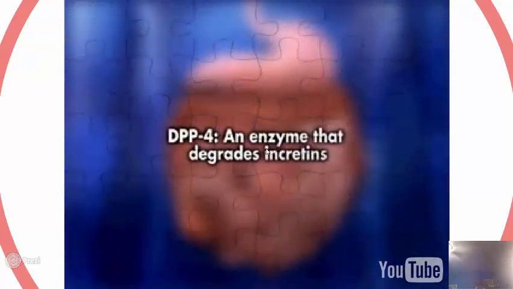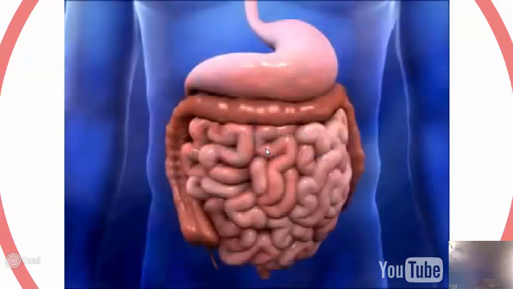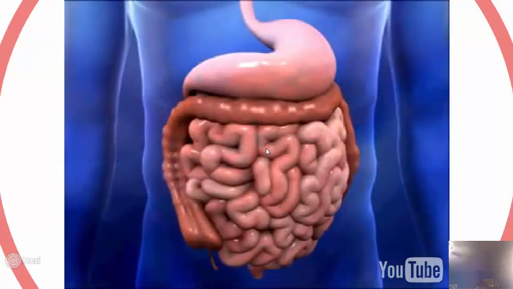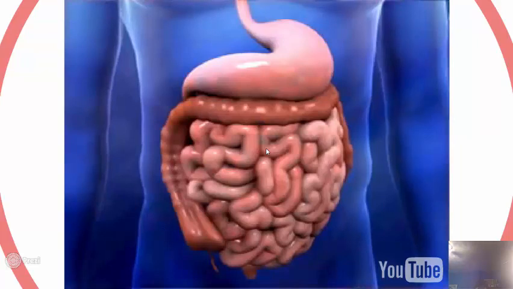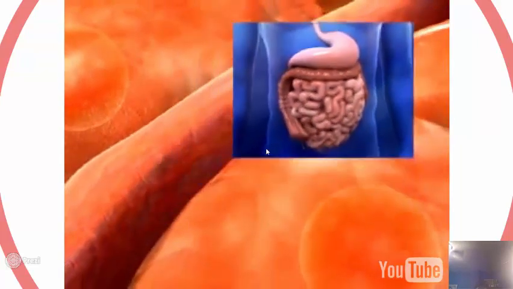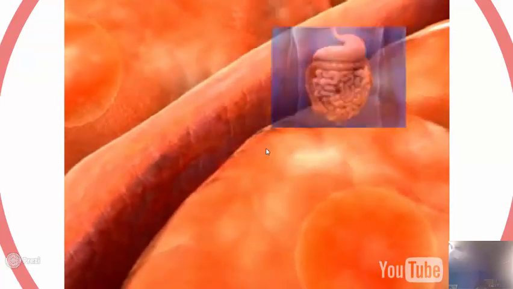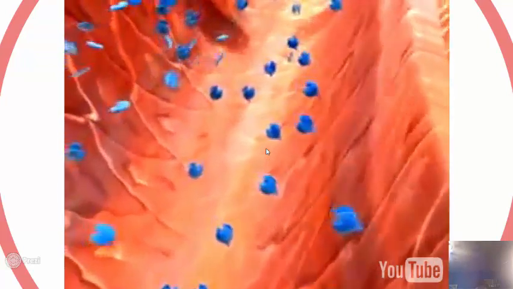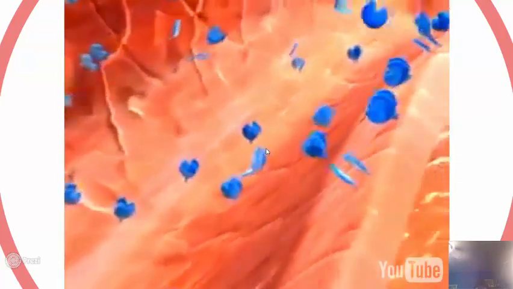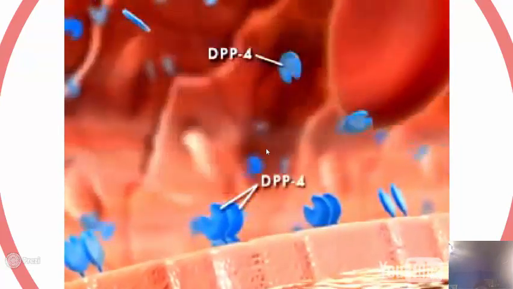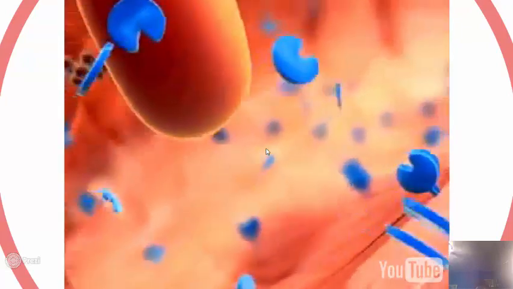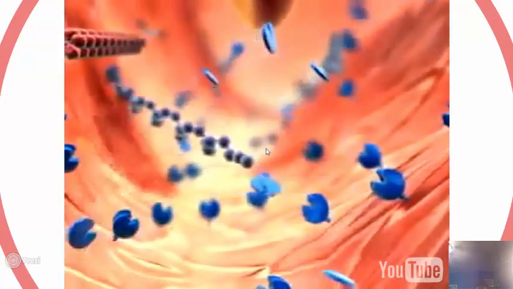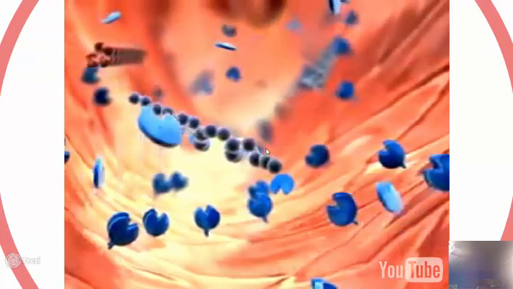DPP-4, an enzyme that degrades incretins. Dipeptidyl peptidase 4, or DPP-4, is an enzyme that degrades the incretins GLP-1 and GIP. DPP-4 exists in membrane-bound form on the external surface of various cells and is also found throughout the plasma in soluble form. Most incretin breakdown by DPP-4 is believed to occur in the capillaries which surround the incretin-producing cells in the intestine.